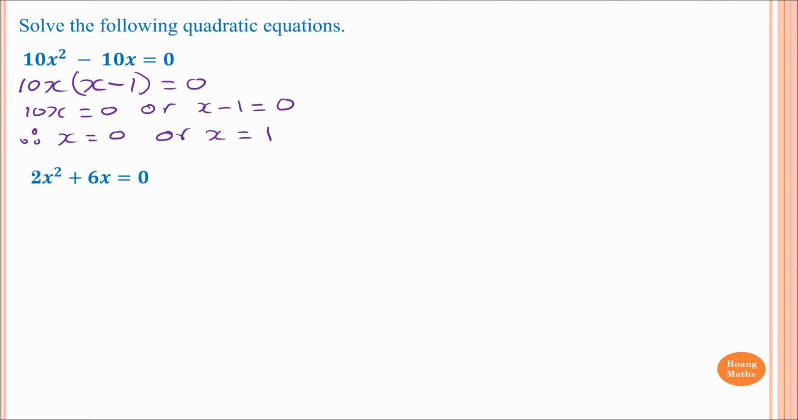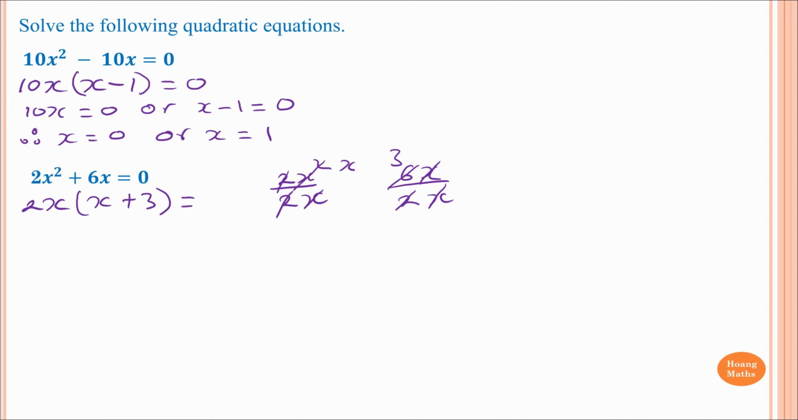Second one, 2x squared plus 6x is equal to 0. So 2 and 6, the common factor is 2. That's correct. And then for x squared and x, the common factor is x. So this is what I get. This means 2x squared divided by 2x, the 2 cancels out. x squared divided by x is x. So the answer is x. Then we add 6x over 2x, so that cancels out. 6 over 2 is 3, which is equal to 0. So therefore, 2x equals 0.